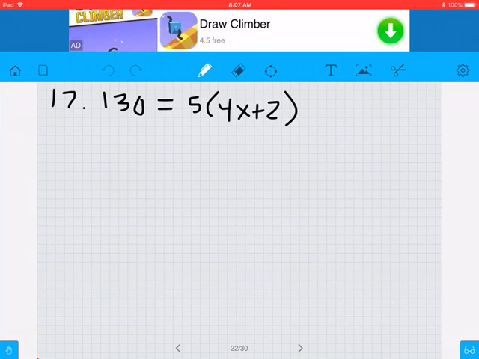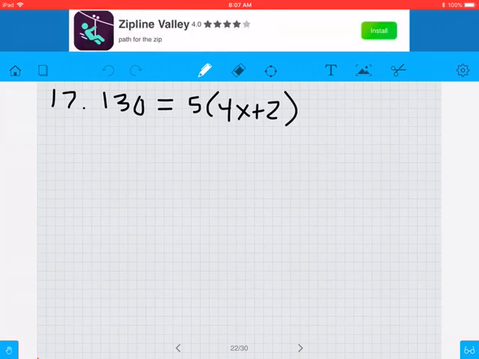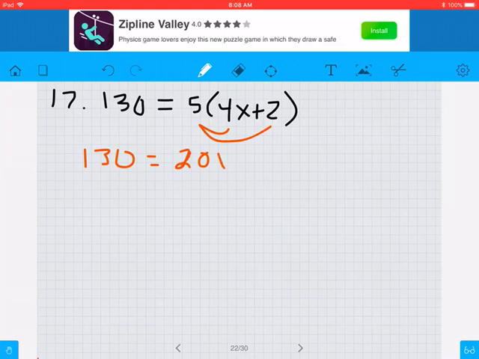Number 17. We're actually going to have to simplify first by distributing that 5, which is why we were doing some simplification yesterday. So we're going to simplify first just to get rid of the parentheses so that we can do our do and undo chart and find our answer. So 130 equals 5 times 4x is going to give me 20x. And then 5 times 2 is going to give me 10.